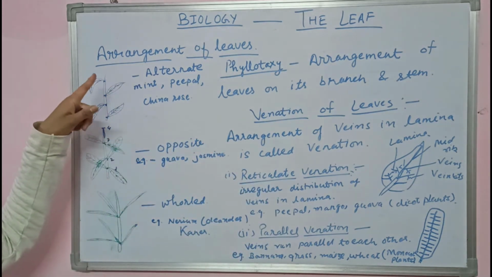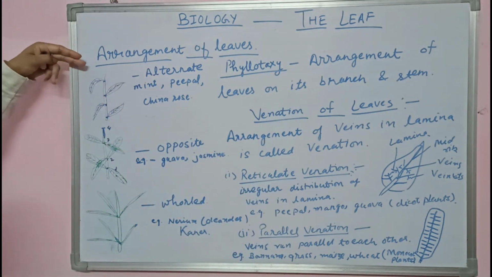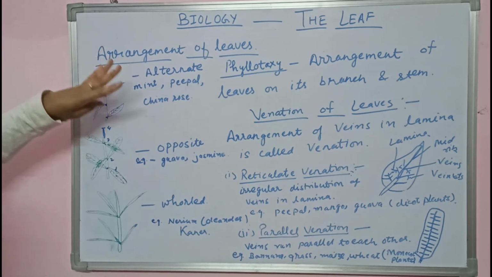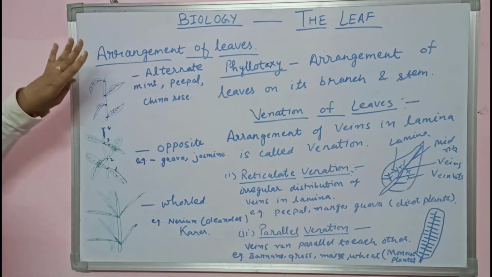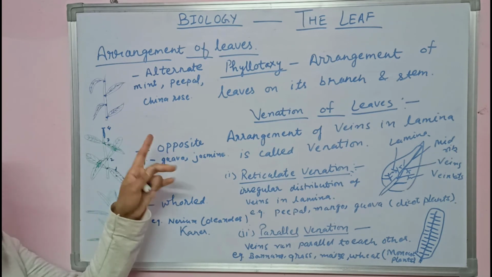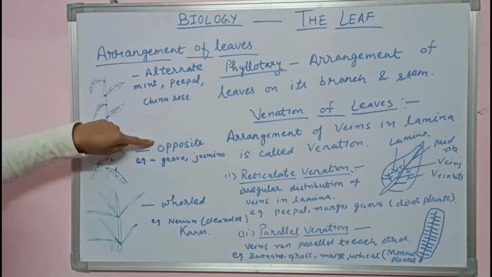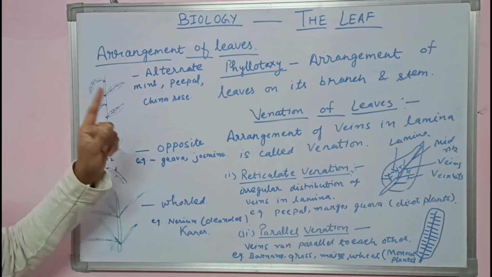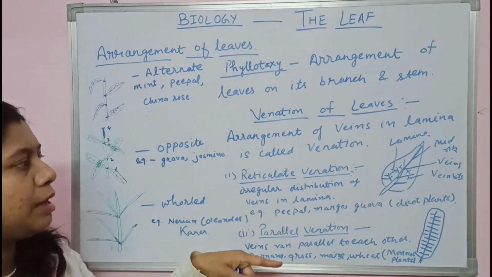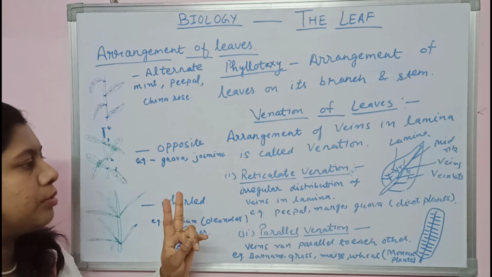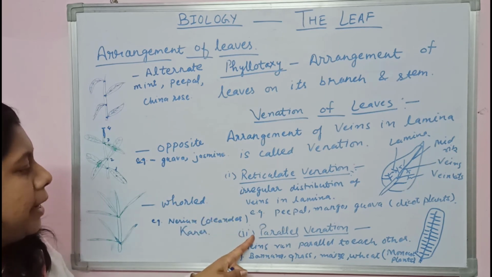So what did we learn here? Arrangement of leaves. Arrangement of leaves on its branch and stem is called phyllotaxy. There are three types of arrangement of leaves: alternate, opposite, and whorled. And venation of leaves, the arrangement of veins in lamina, is called venation. There are two types of venation: reticulate and parallel.